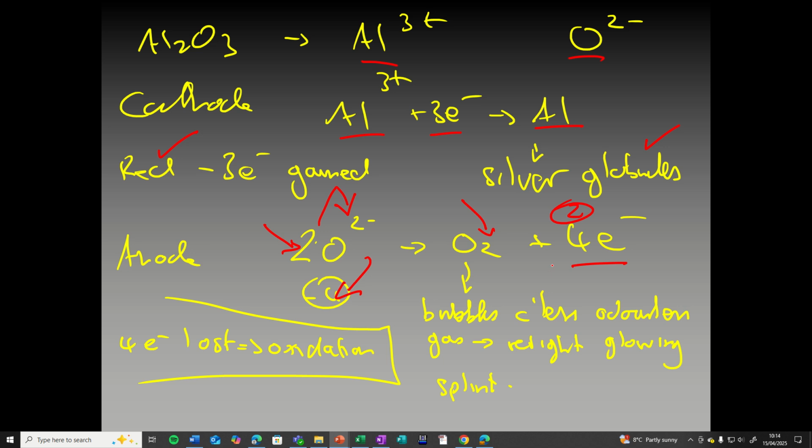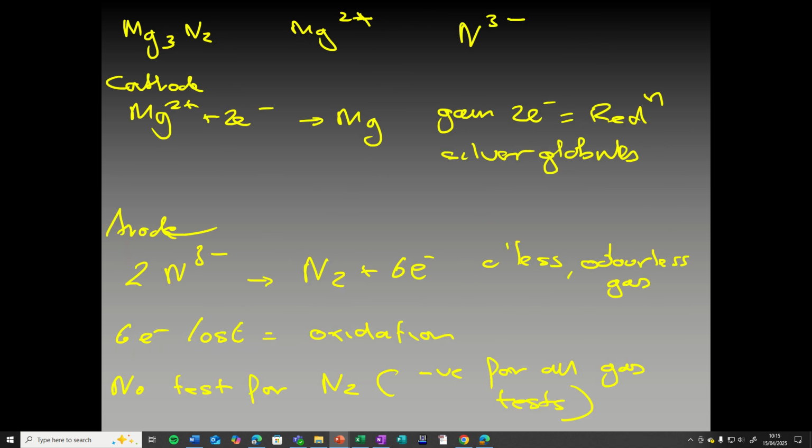On the right hand side we're making oxygen, which are bubbles of just a colourless, odourless gas, and your test for that would be to relight a glowing splint. On this equation, I should have said that electrons are being lost. They are now separate from the oxygen, and therefore we have oxidation happening. And finally, we'll do the magnesium one.